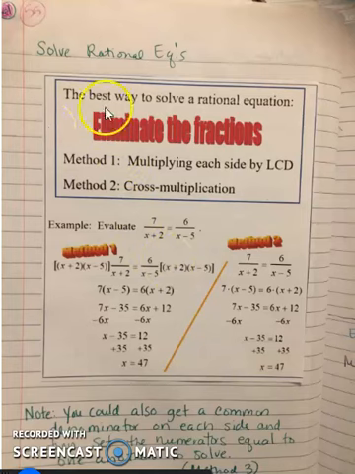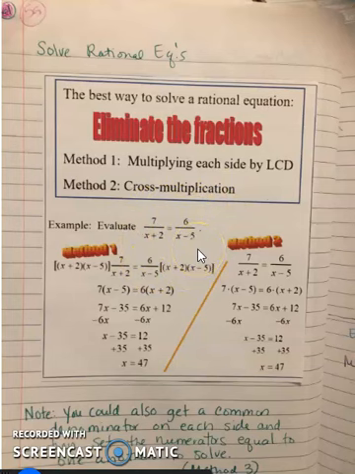And so it says here the best way to solve a rational equation is to eliminate the fractions. You have two ways that you can do that. You can either multiply each side by wherever the LCD is of all the fractions, or you can use cross multiplication if you already have two fractions set equal to each other.